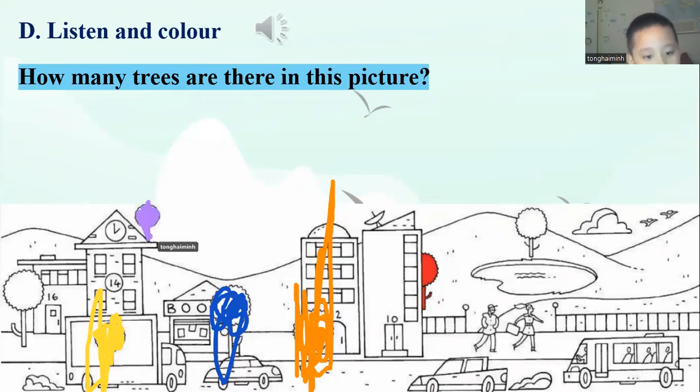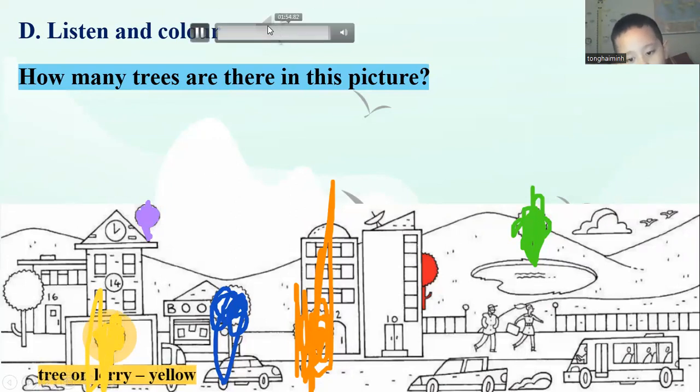5. Now, the tree in the park. It's behind the water. Can you see it? Yes, I can. What colour is that tree? It's green. Have you got a green pencil? Yes, I have. I'm colouring it.